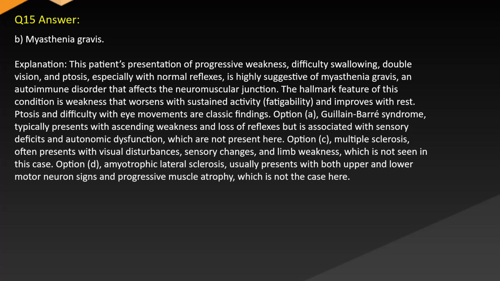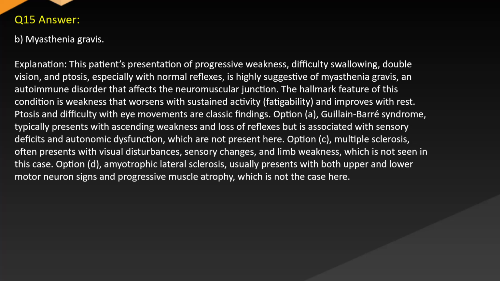Answer B. Myasthenia gravis. Explanation. This patient's presentation of progressive weakness, difficulty swallowing, double vision, and ptosis, especially with normal reflexes, is highly suggestive of myasthenia gravis, an autoimmune disorder that affects the neuromuscular junction. The hallmark feature of this condition is weakness that worsens with sustained activity, fatigability, and improves with rest. Ptosis and difficulty with eye movements are common findings.